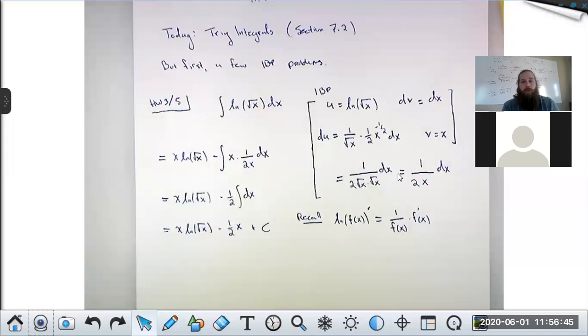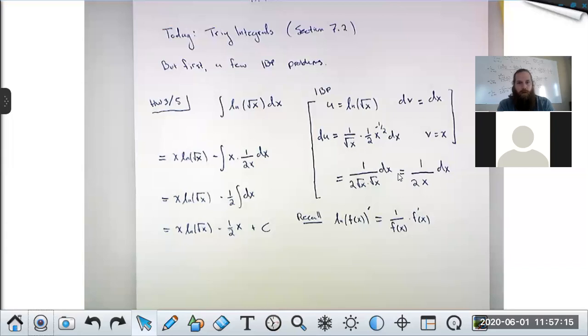So the LIPET rule is a hierarchy. You start looking for L's. If there aren't any L's, you move to the I's. If there aren't any I's, you move to the P's. So that LIPET rule is more than just, if there's one of these, use it. If there isn't, don't. It tells you which one you should pick first. So if you had both a polynomial and a logarithm, then you would use the logarithm for u and dv to be everything else.